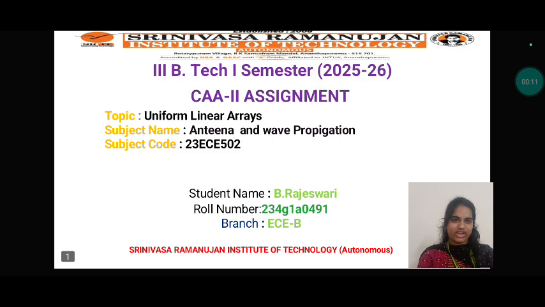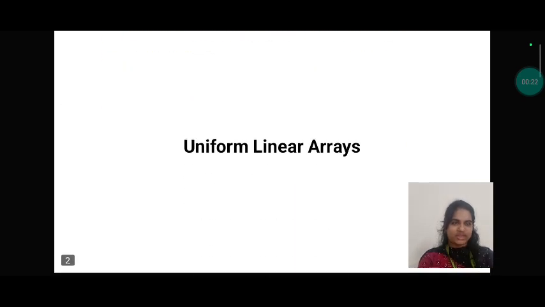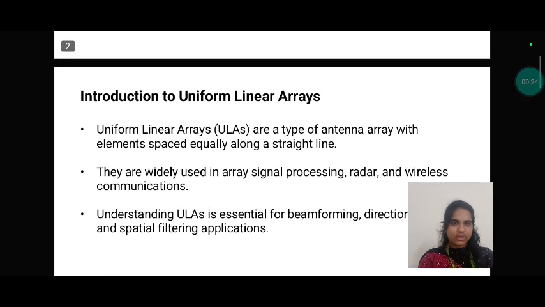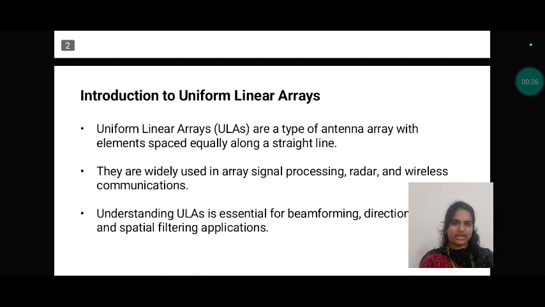According to the CA2 video presentation, the topic is uniform linear arrays. The subject is antennas and wave propagation, subject code 23ECE502. The topic is uniform linear arrays. Introduction to uniform linear arrays.